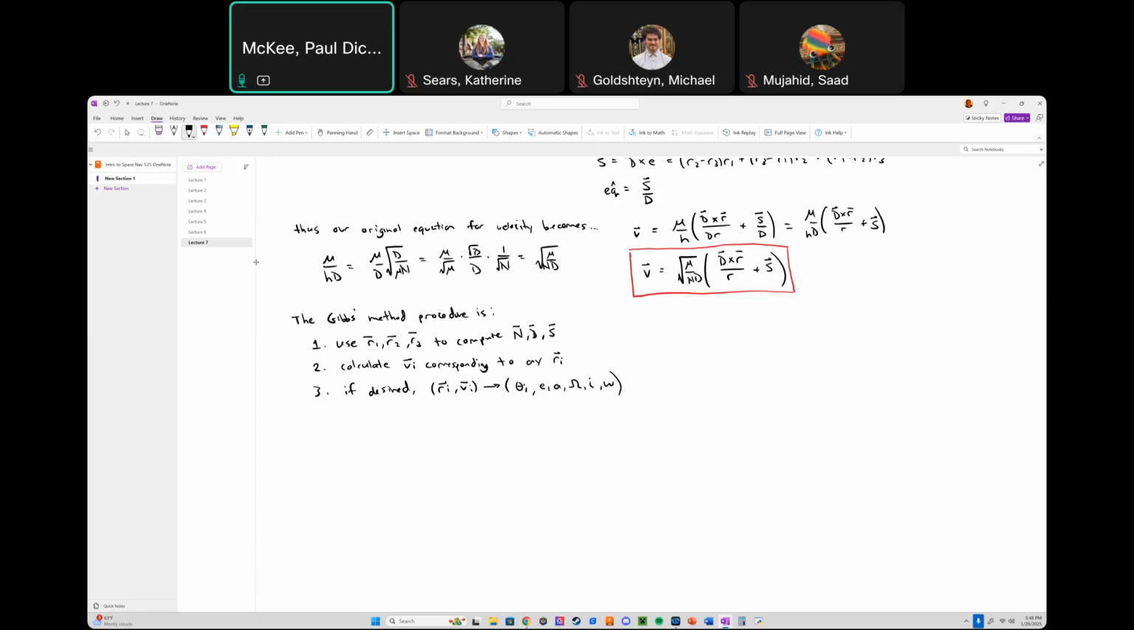All right, other Gibbs method questions? Would you be able to just repeat what you said for step 2? I just can't read it very well on my screen. Oh, sorry. Step 2 is calculate the velocity corresponding to any position vector. Okay, thanks. Yeah, I'll try to write it out. I think my handwriting is getting a little better, but we're still not there yet. Calculate V_i corresponding to any R_i. There you go. Okay, neat.